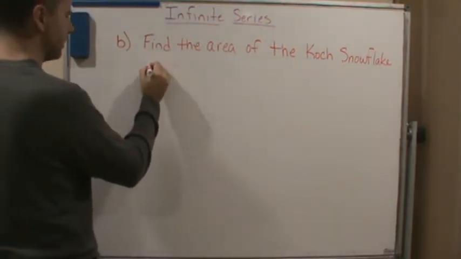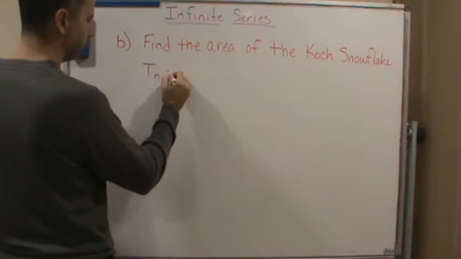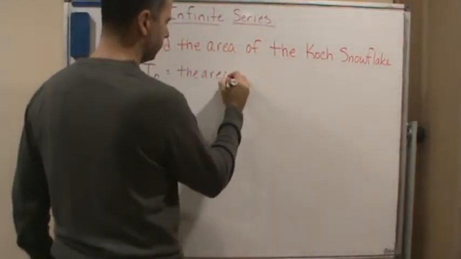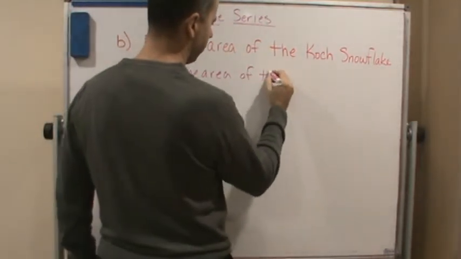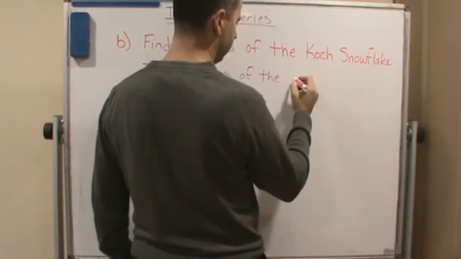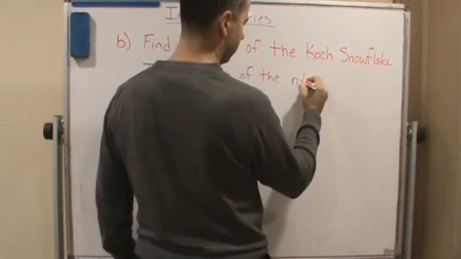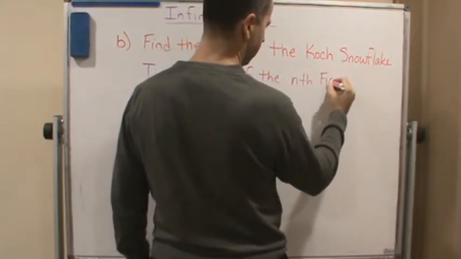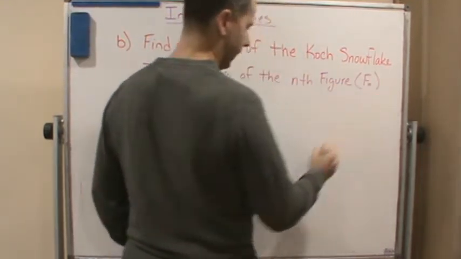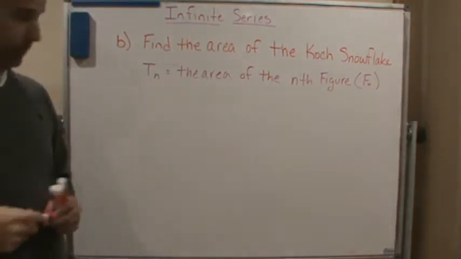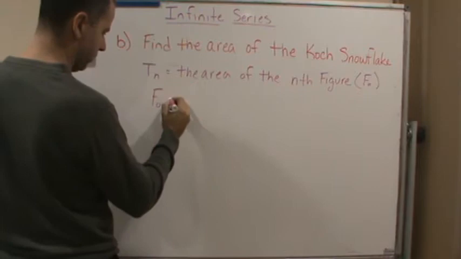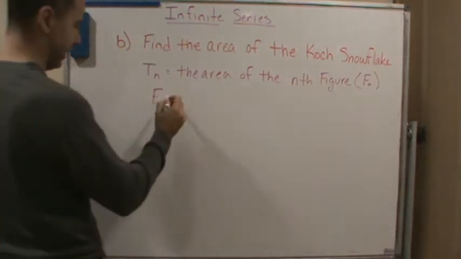So first of all, let T sub n equal the area of the nth figure, f sub n. Now, f0, as we said before, is an equilateral triangle.